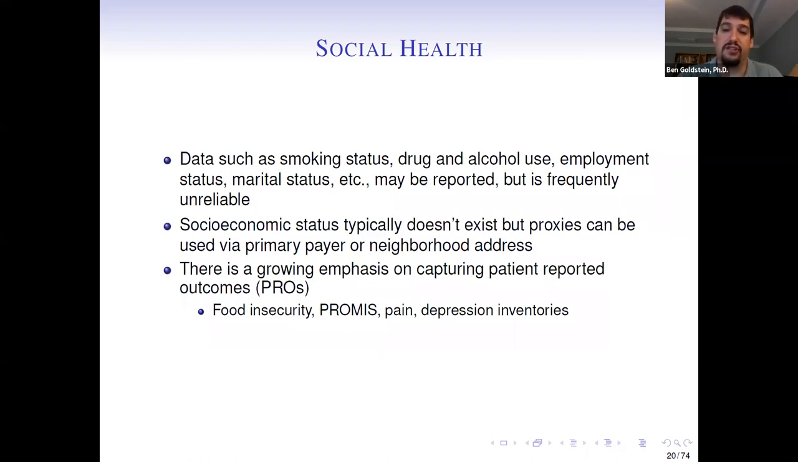There's also growing emphasis on capturing patient-reported outcomes, or PROs. Again, these are not being collected with consistency, but I think in the coming years, we're going to see these growing more and more. Things like metrics for food insecurity, the PROMIS, which is a very popular metric, pain inventories, depression inventories. And again, this is where I think data start becoming really interesting and powerful, as we get more context of not just the medical situation of the patient, but the overall health status of the patient.